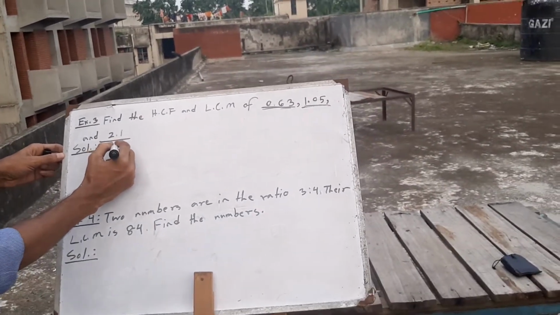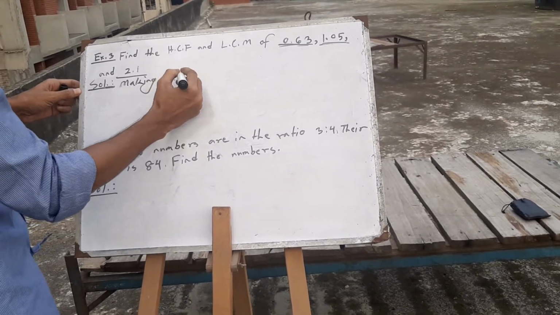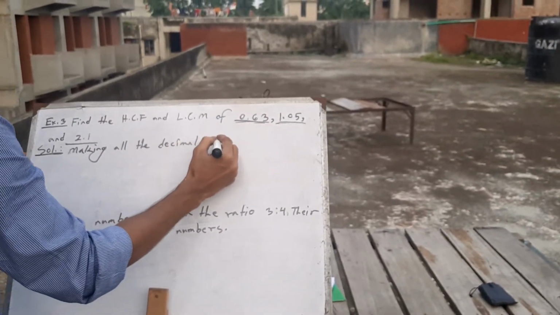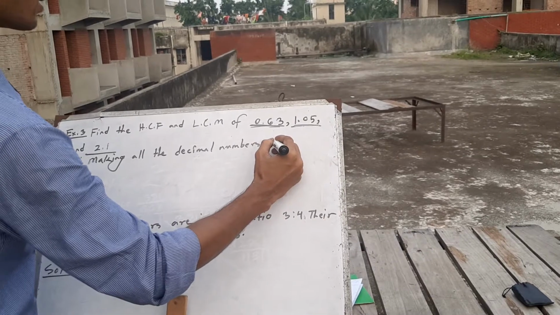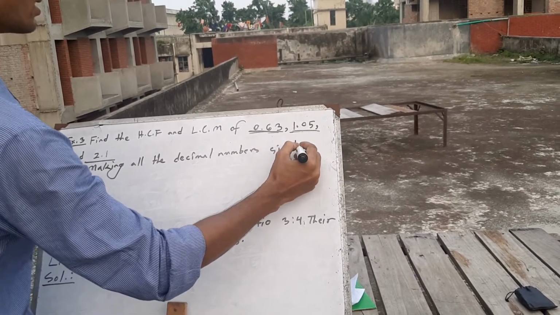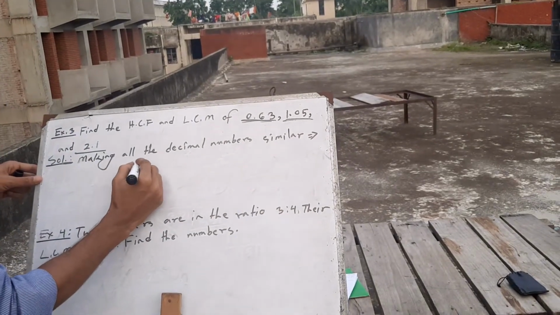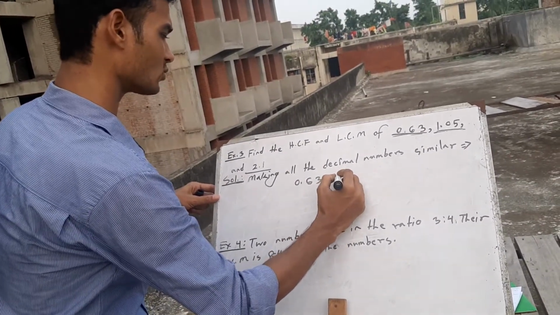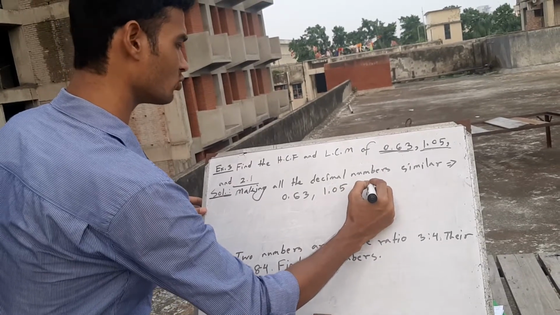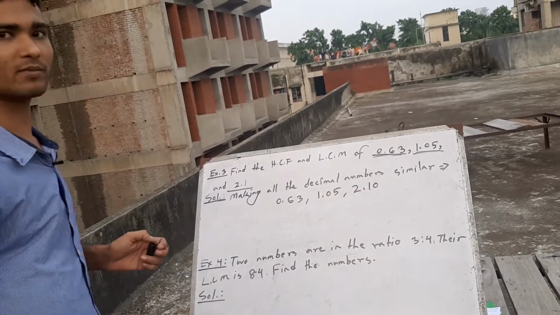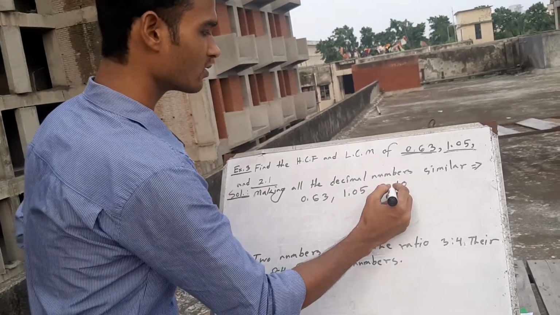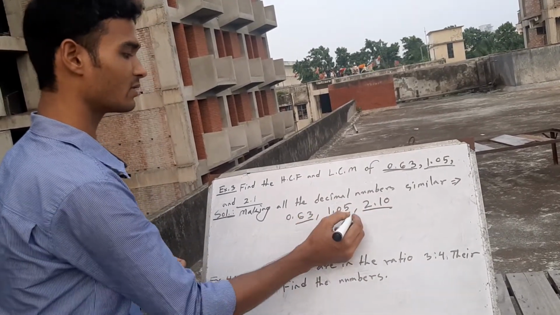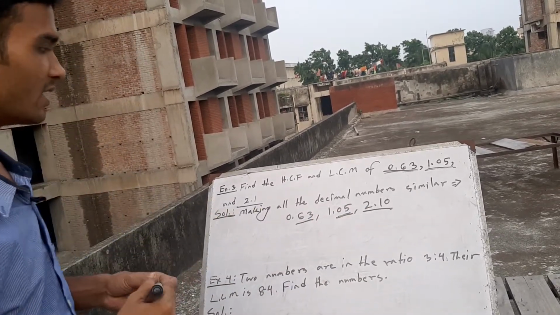So making all the decimal numbers similar: 0.63, 1.05, 2.10. By putting the number 0, we are able to make 2.10 similar to the other two numbers. Then what we need to do?